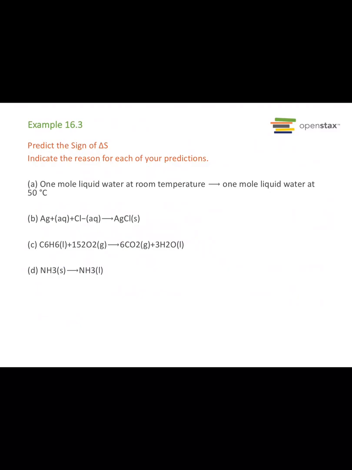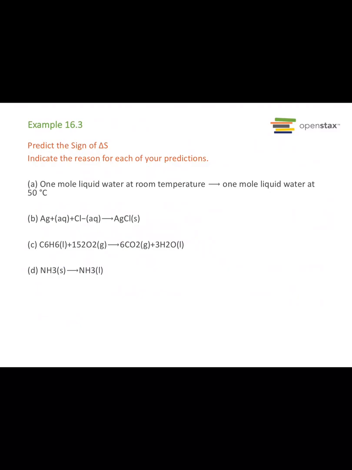For B, we're looking at silver chloride in solution, and we're forming silver chloride solid. What's happening to the sign of delta S? It's decreasing because we have these ions that are freely moving in solution, and now you've put them in a solid state where they're not allowed to move anymore. And so you're decreasing the entropy of that system.